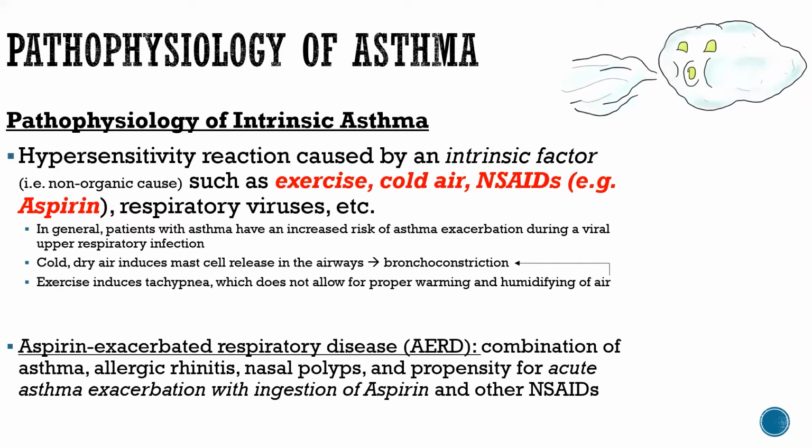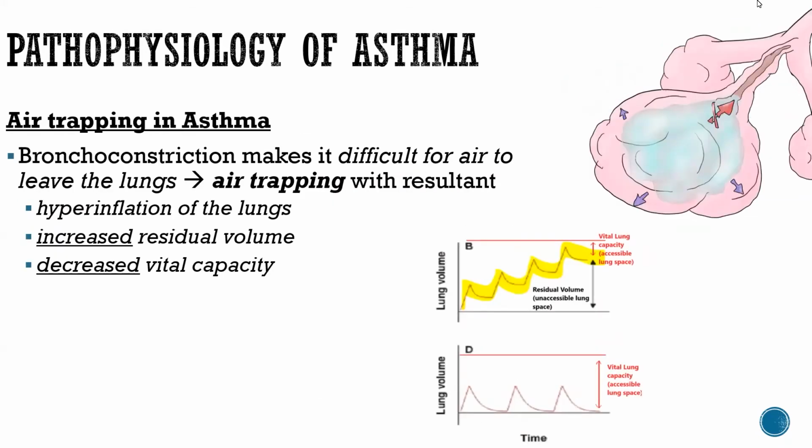There's actually a specific type of asthma called aspirin-exacerbated respiratory disease, where we find a special subset of patients with asthma who have also allergic rhinitis, nasal polyps, and a propensity towards asthma exacerbations when taking aspirin or other NSAIDs. It is this particular concept that makes us very wary about administering aspirin or ibuprofen in patients with asthma, because we may cause them an asthma exacerbation.